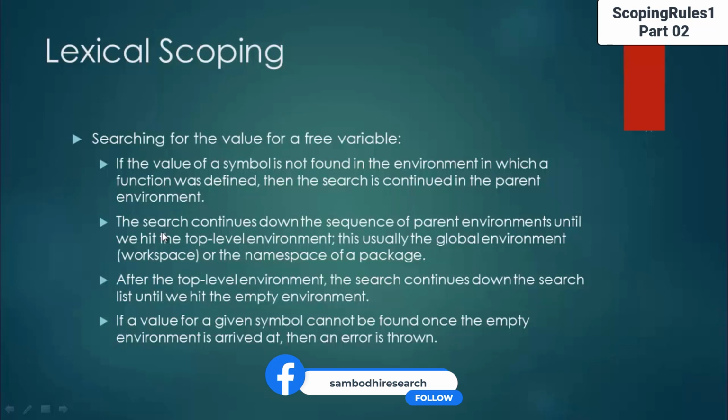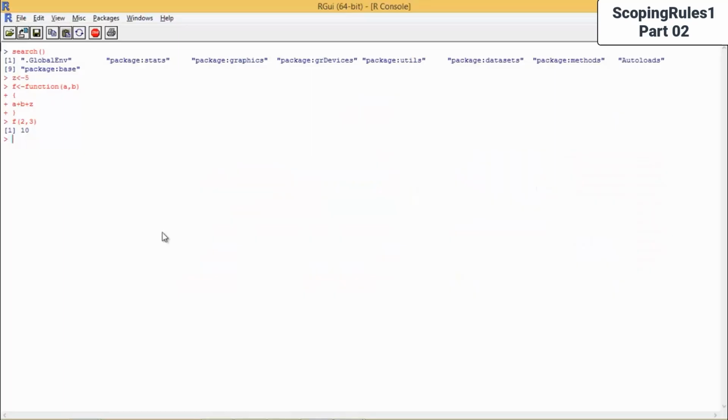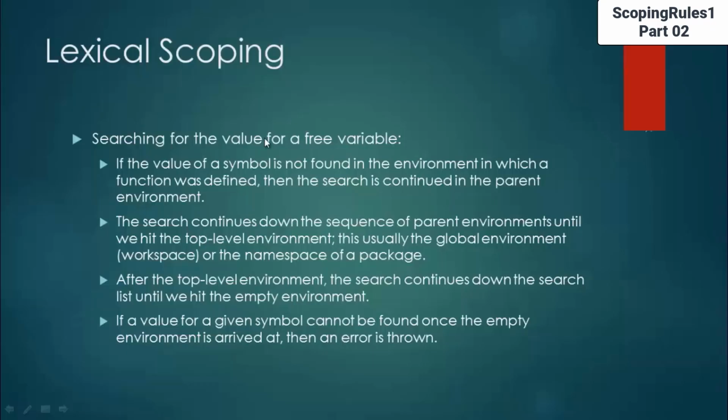If the value of a symbol is not found in the environment in which the function was defined, then the search is continued in the parent environment. So the value of z is searched inside the function, but there is no assignment to z within the function, so it is searched in the parent environment, which is the global environment. The search continues down the sequence of parent environments until we hit the top level environment. This is usually the global environment workspace or the namespace of a package.